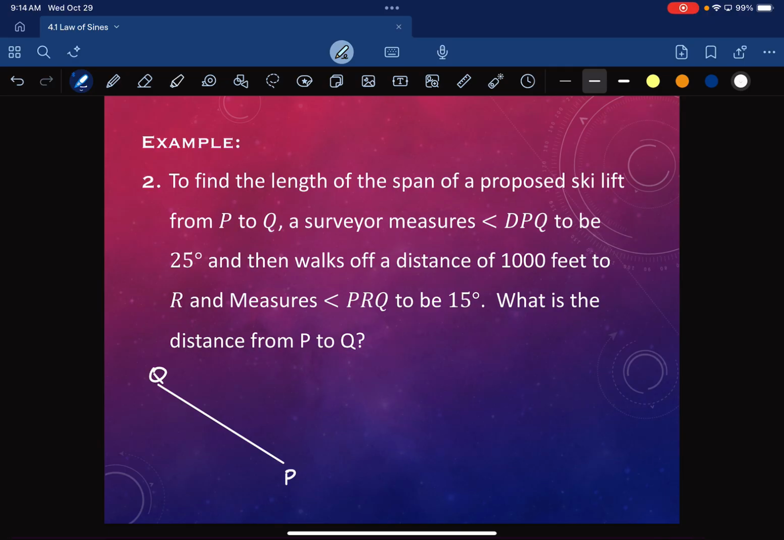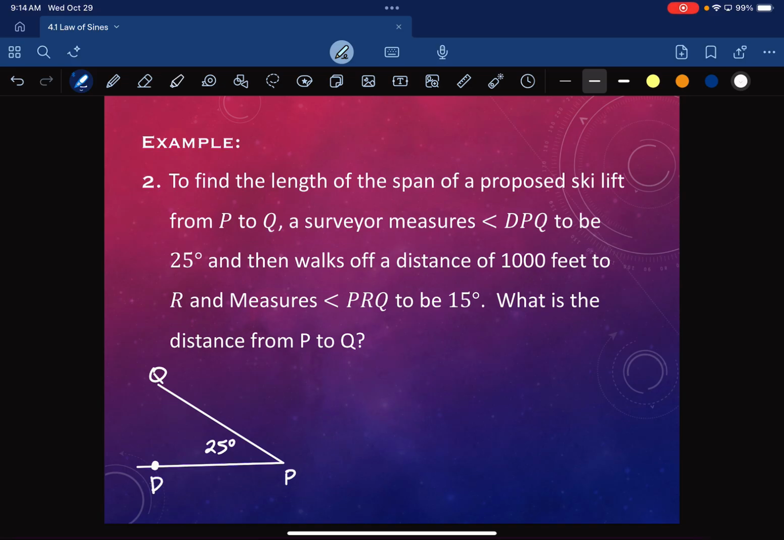And it tells us that the surveyor measured an angle measure down here. So, wow, my lines are not working out very straight today. Where we have a D over here, and this angle measure is supposed to be 25 degrees. It's definitely not a good picture to scale, but there's my 25 degrees.